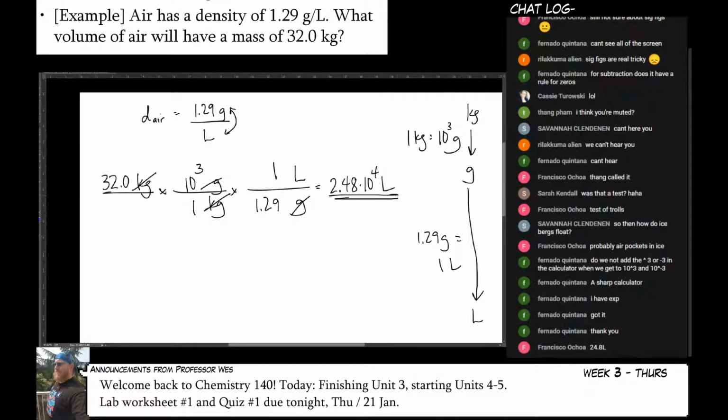So I think that the answer that was given, 24.8 there, I think that was for 32 grams of air. We want 32 kilograms of air. So make sure that you did this part in your calculation too.